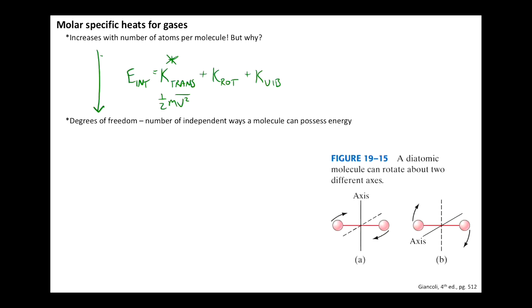So the number of independent ways a molecule can possess energy goes back to whether it's possible for it to have translational kinetic energy and rotational kinetic energy and vibrational kinetic energy. Okay? So we could say that with a monatomic gas, well, the only option is it can move in 3 dimensions.